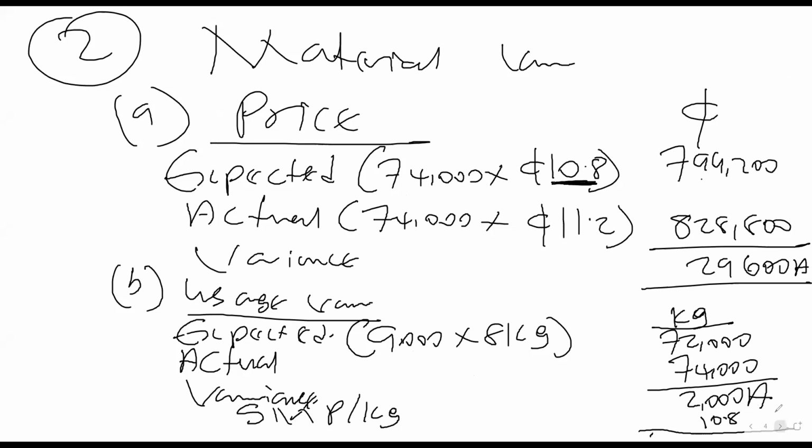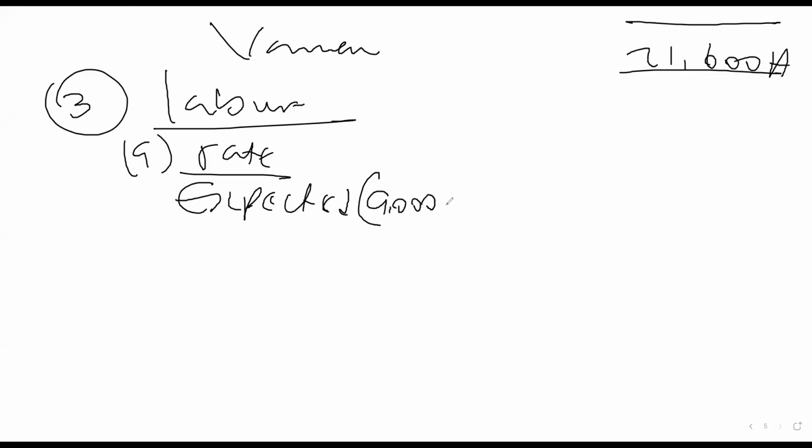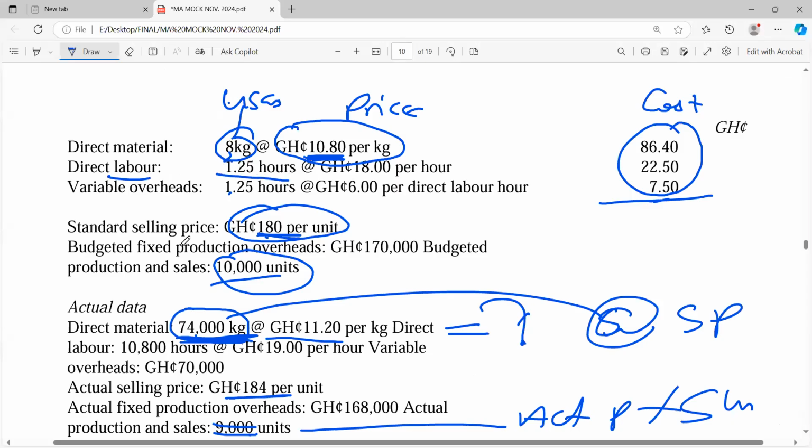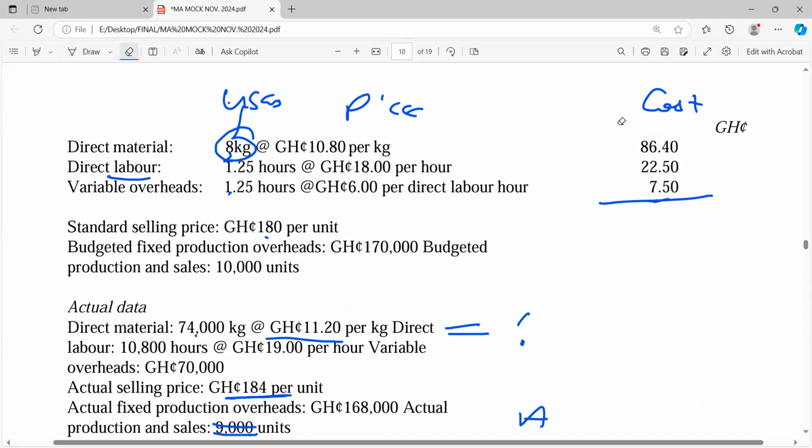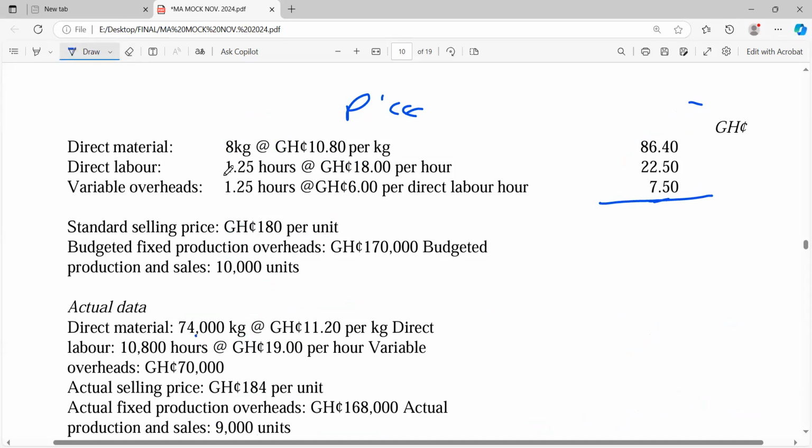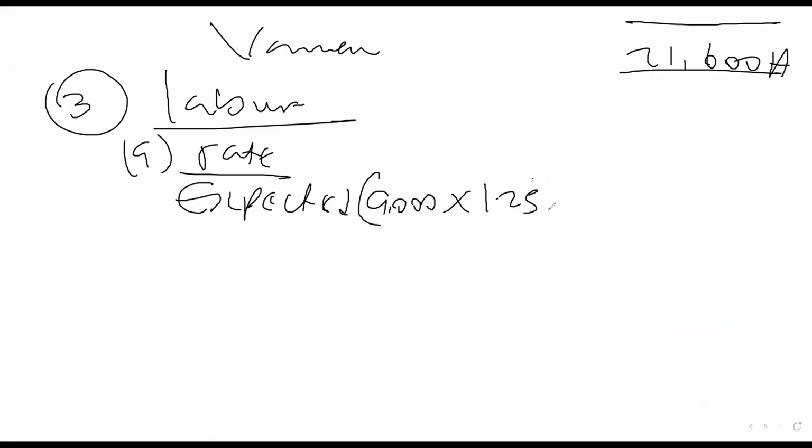Actual units is 9,000, times the standard hours. What's the standard hours? You see it under direct labor. Let me be sure so that I don't pick wrong figures. Standard hours is 1.25. If you multiply 9,000 by 1.25, you get 11,250.